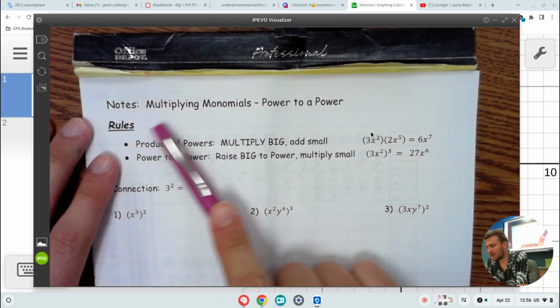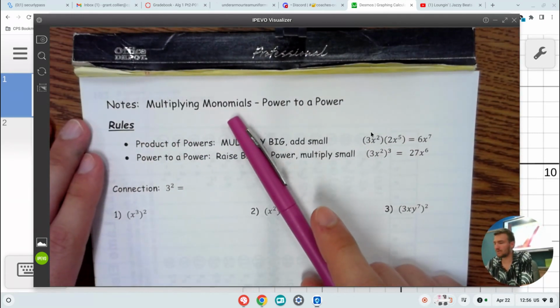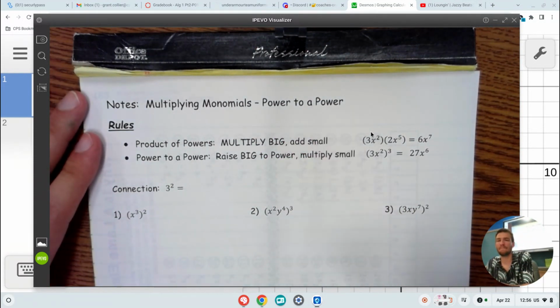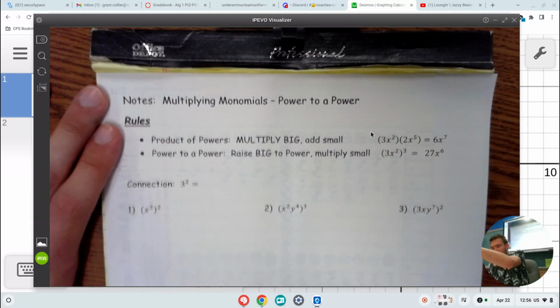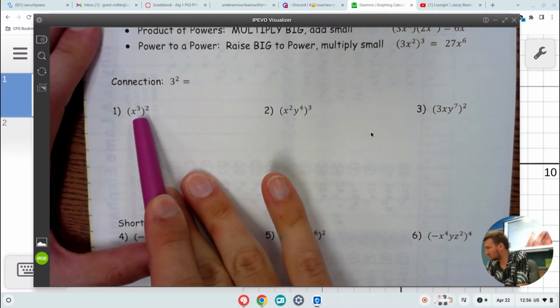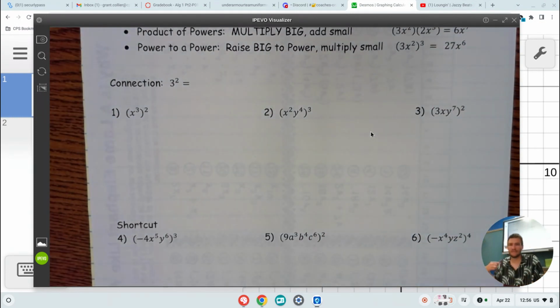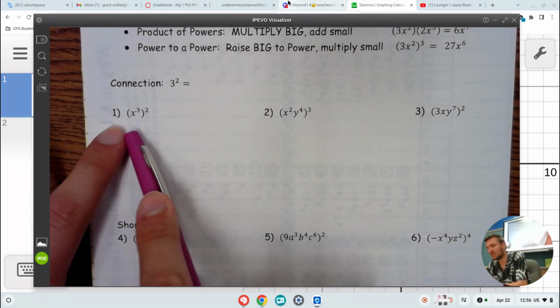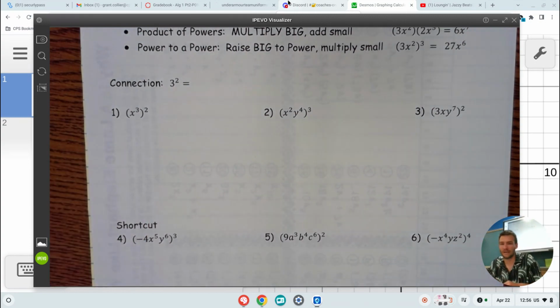We're talking about notes multiplying monomials, which we've already done, but this time we're going to be talking about power to a power. So if you look at these first couple questions here, it says x cubed, and then immediately following that x cubed, it has a parentheses with a squared. We've talked about how to square things, we've talked about how to cube things even. But what happens if you already have x cubed and you square it on top of that?